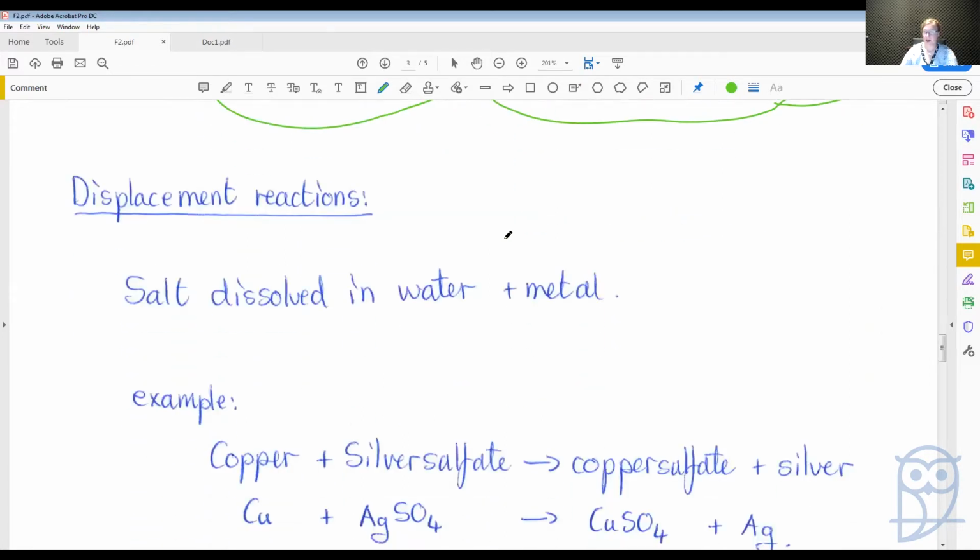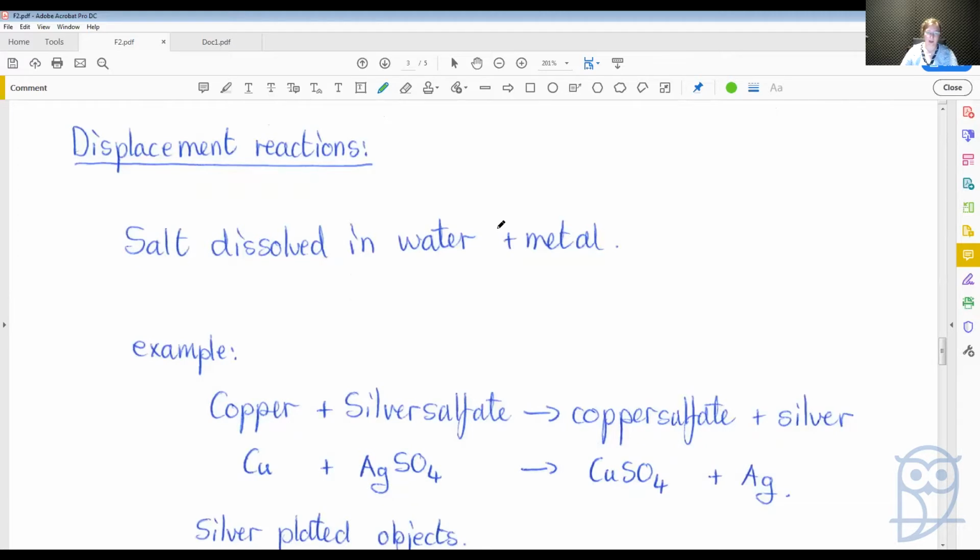So now we continue on to displacement reactions. Displacement reactions happen when you've got a salt, this is a chemical salt, not your normal table salt, dissolved in water. So this salt that we have here is a metal combined with a non-metal. So this will have a slight positive charge and this one will have a slight negative charge, and that is essentially a salt in terms of chemical terms.